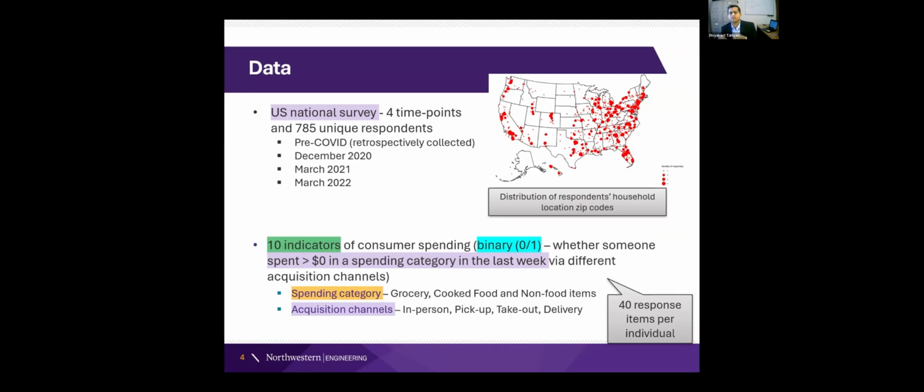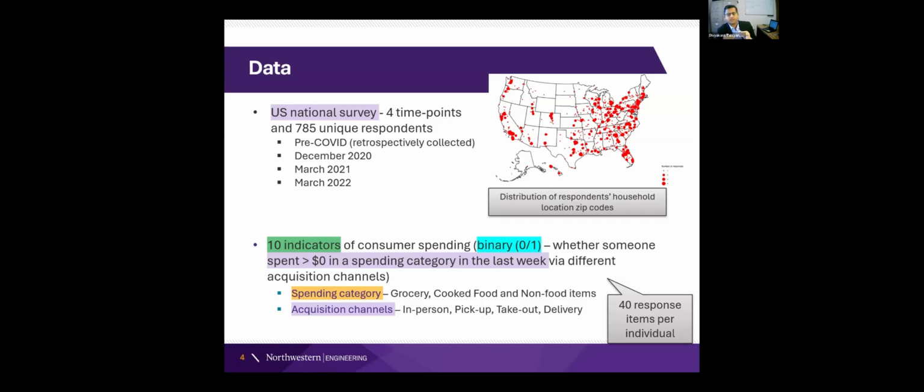We do have a nationally representative sample. We have people from pretty much, I think, all 50 states, maybe 49, if I recall correctly. We have about 785 unique respondents in the survey. Some of them are in all the waves, some of them are only in some of the waves, and some of them are in, let's say, only one wave or two waves, and so on and so forth.